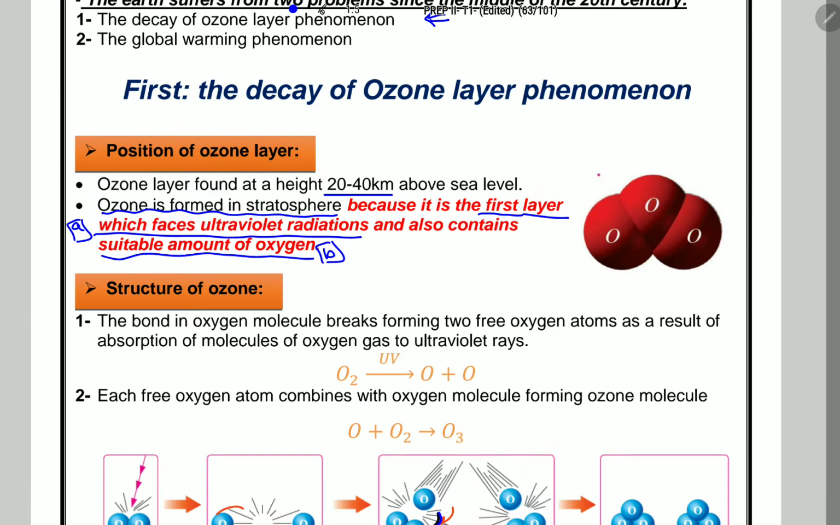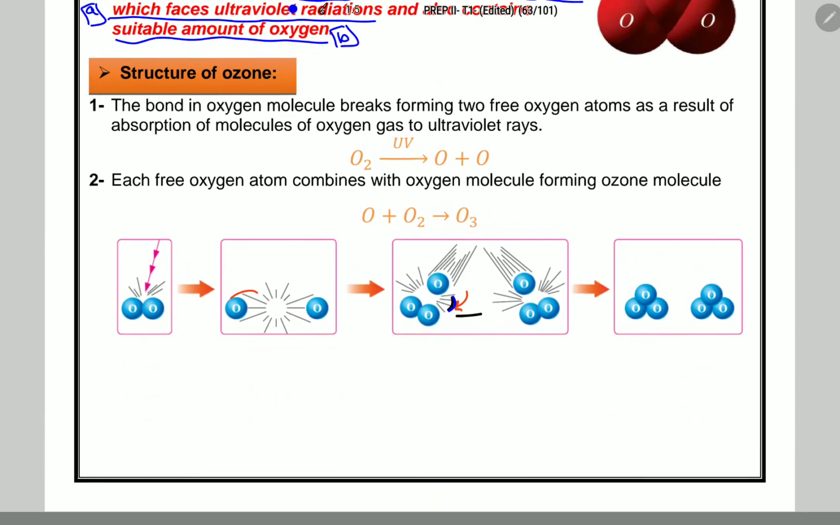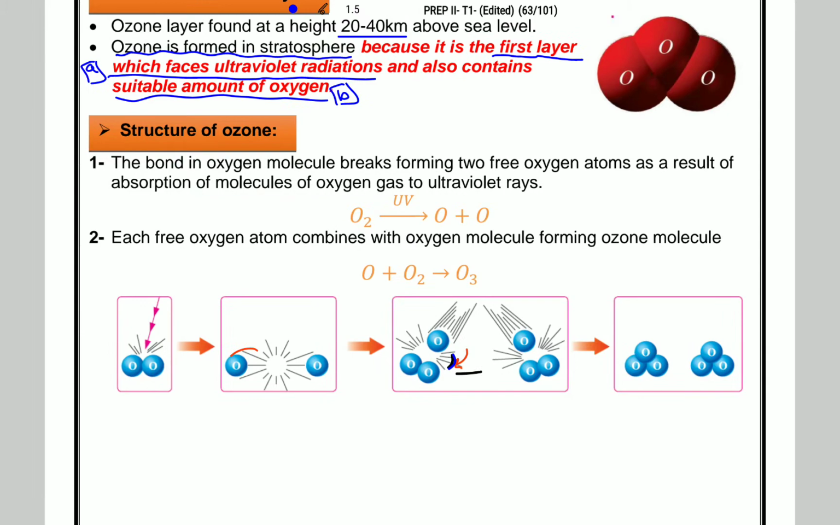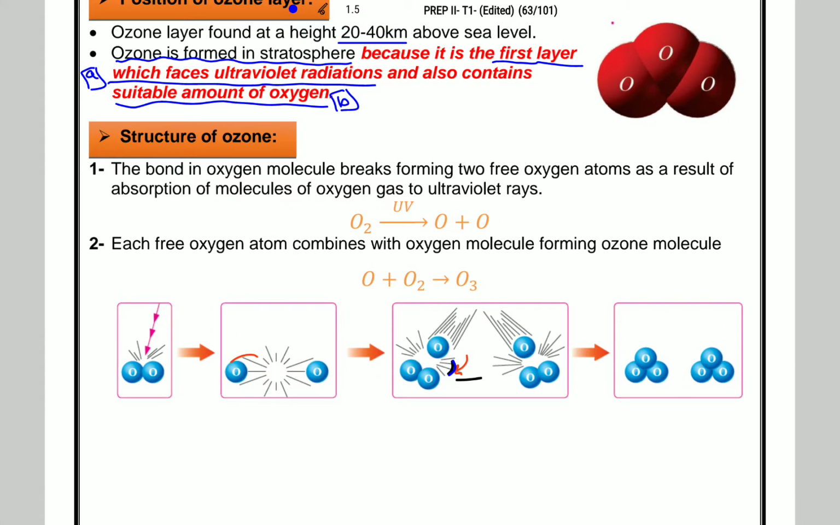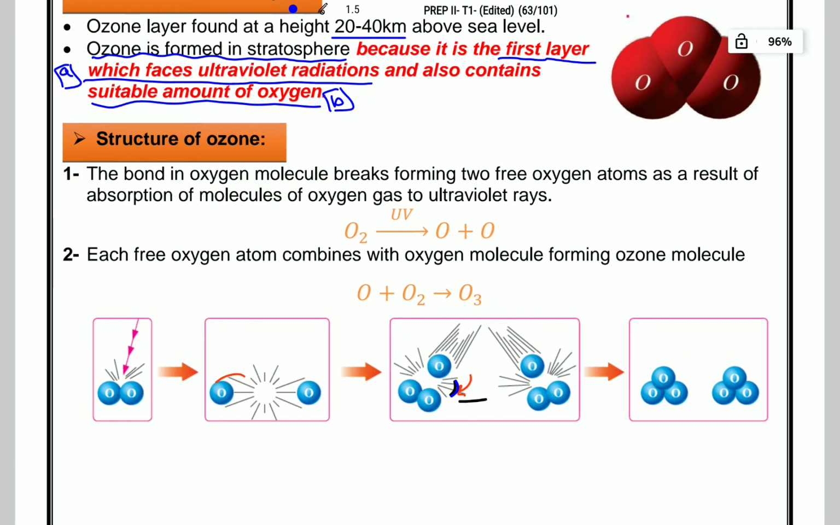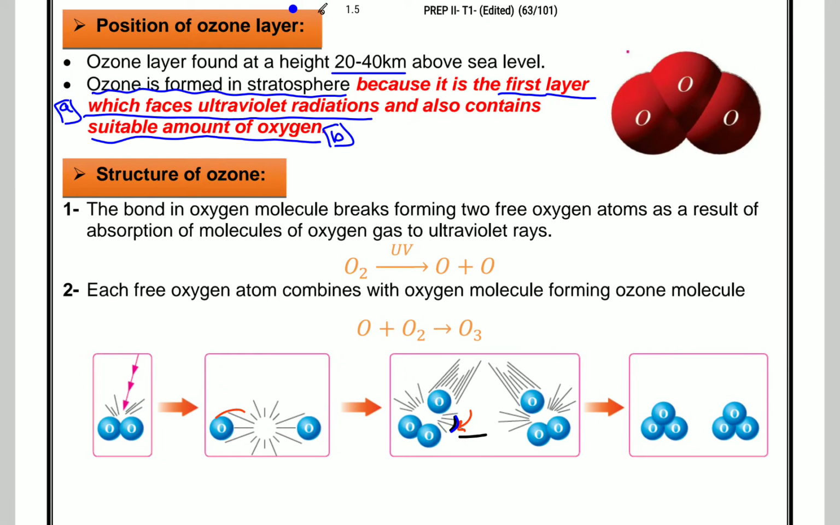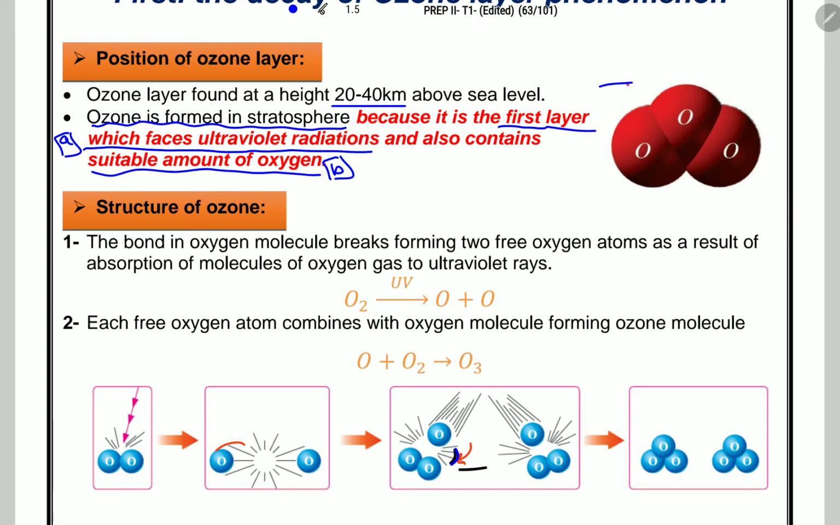Right. What is the structure of the ozone layer? The ozone layer consists of ozone gas, and the ozone gas is formed of molecules of ozone gas. Each molecule, as we can see in this picture, consists of 3 oxygen atoms.